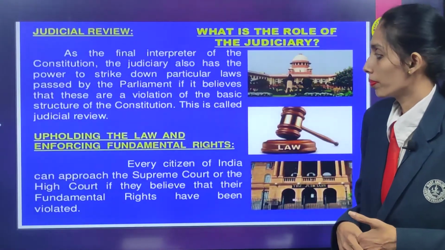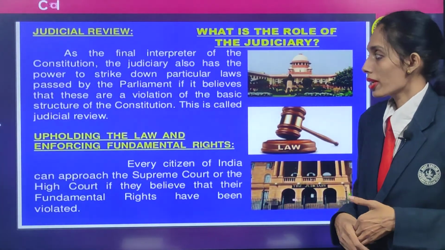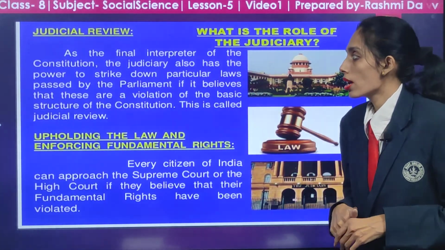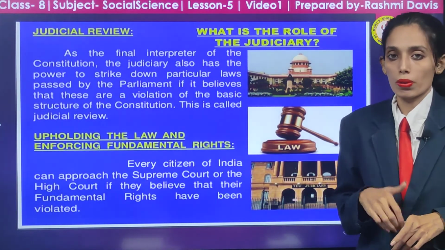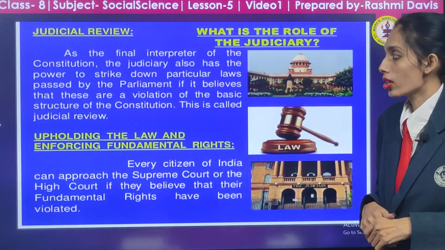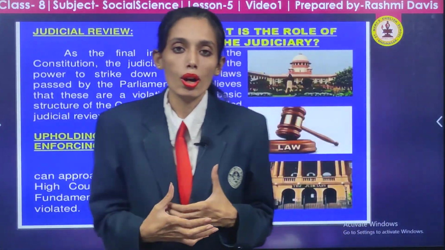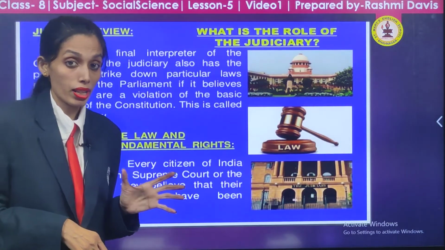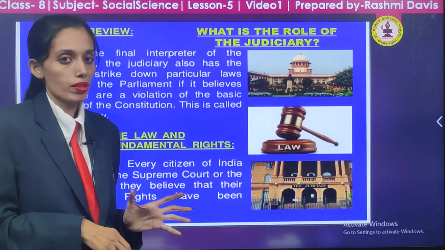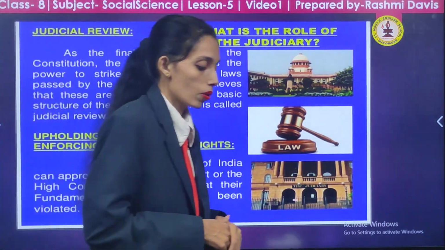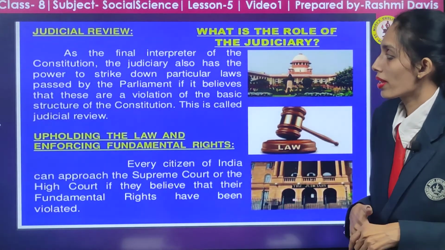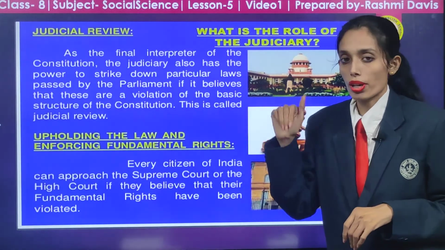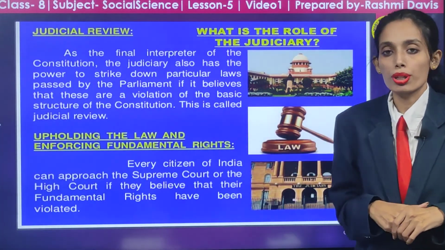Then we have the second, judicial review. What is judicial review? As the final interpreter of the constitution, the judiciary has the power to strike down particular laws passed by the parliament. If any law passed by the parliament is against the constitution, against the rights in the constitution, then it is necessary for the courts to strike it down. Courts have this right, and if a law is violating the structure of the constitution, it is called judicial review.